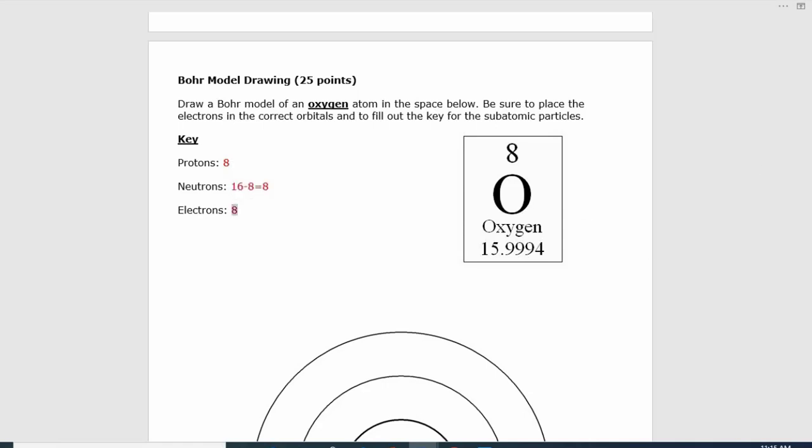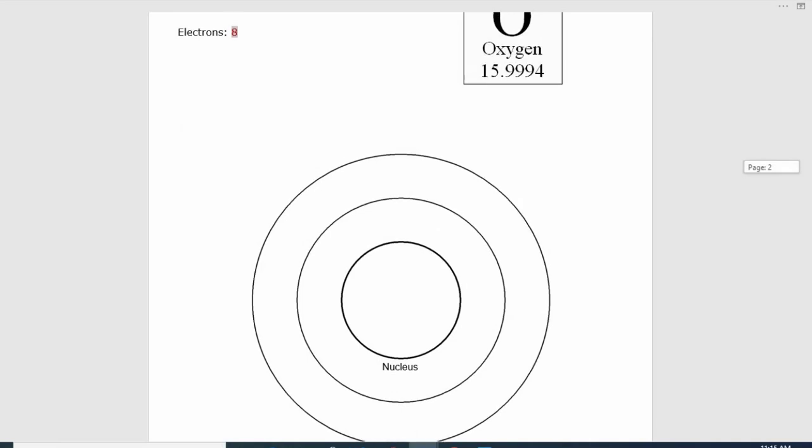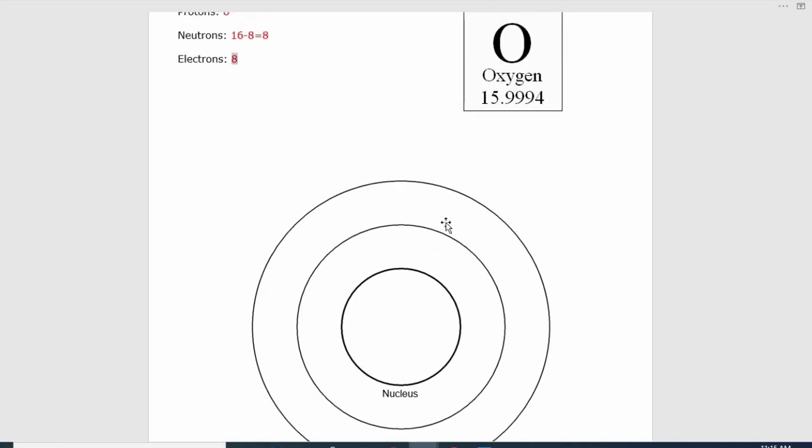Okay. And here he wants us to represent this atom by drawing it here. We know that we have to draw 8 protons and 8 neutrons inside the nucleus, and we must sort the electrons and put them on the levels, which are the atomic levels of the atom. So we will put 8 electrons around the nucleus. Okay.